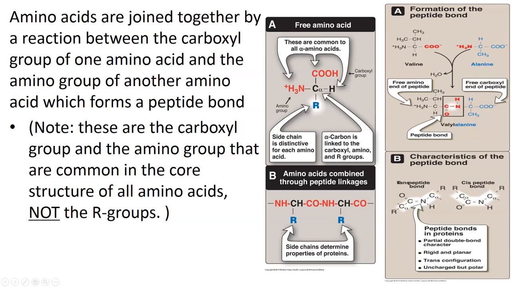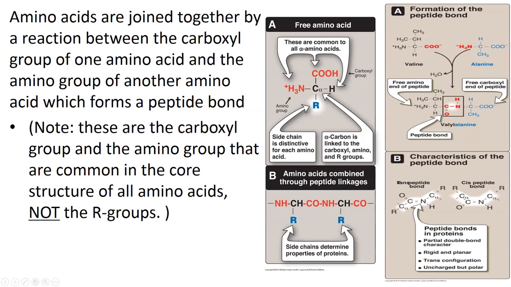So here we have a picture. We have the carboxylic acid of one group, happens to be a valine. And then we have the amino group of another amino acid, happens to be alanine. And we form that peptide bond. Okay? And that's what's shown right here in red. That's our peptide bond.